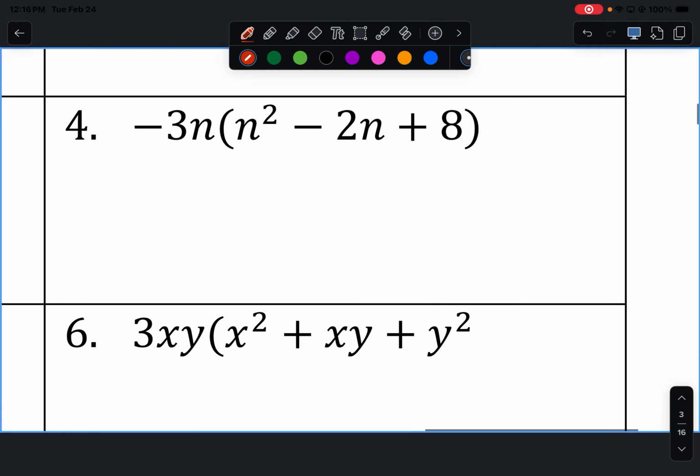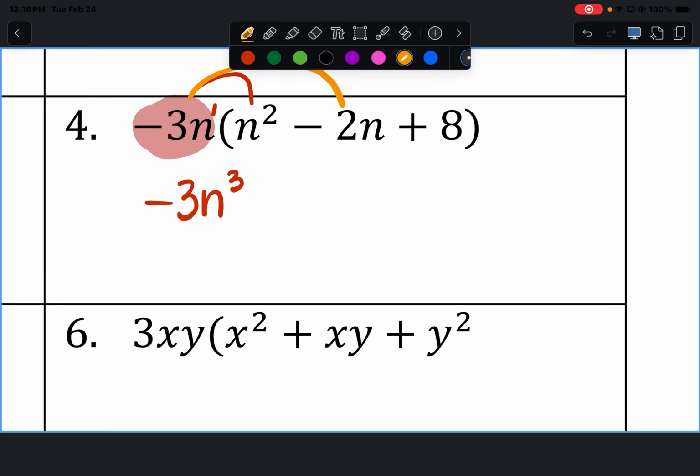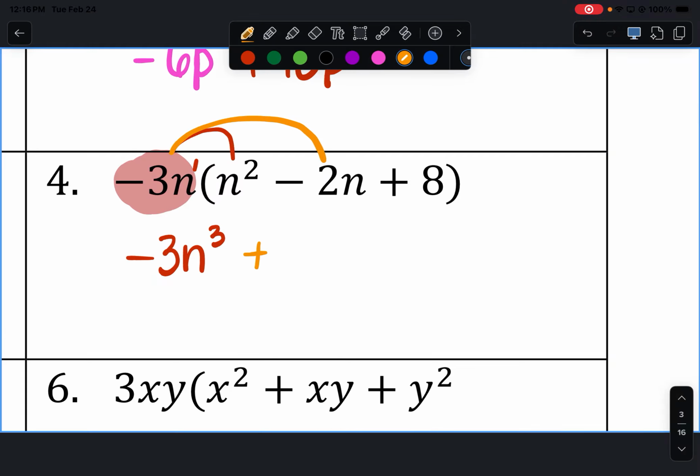For number 4, we're going to multiply negative 3n and distribute that in. So what do I need to multiply it by first? What is negative 3n times n squared? Negative 3n to the third, because this has an understood exponent of 1, so 1 plus 2 is 3. Now we need to multiply negative 3n times negative 2n to get? 6n squared. So positive 6n squared. Then we do negative 3n times 8. What is negative 3n times 8? Negative 24n.